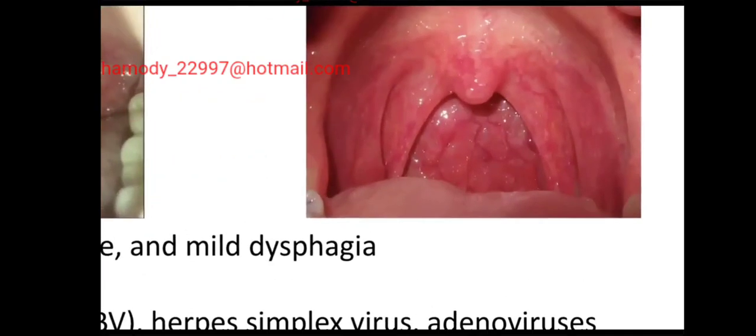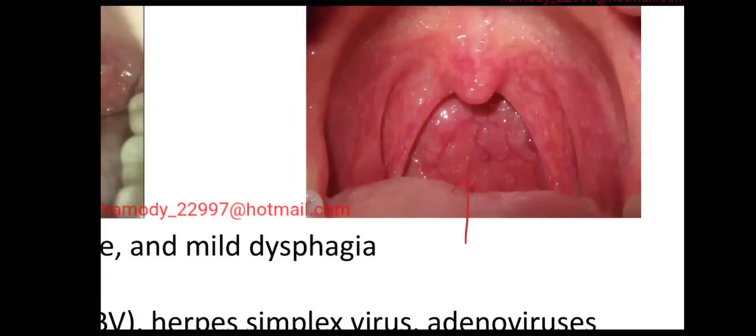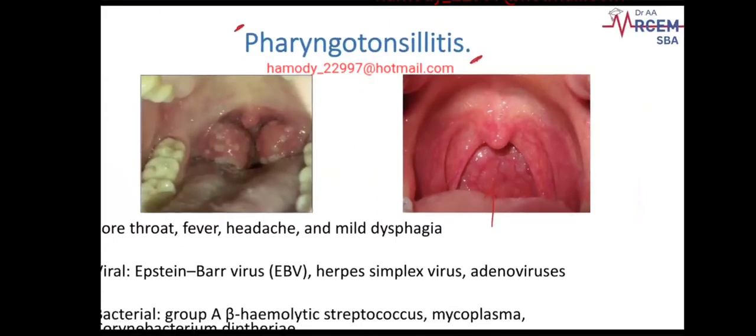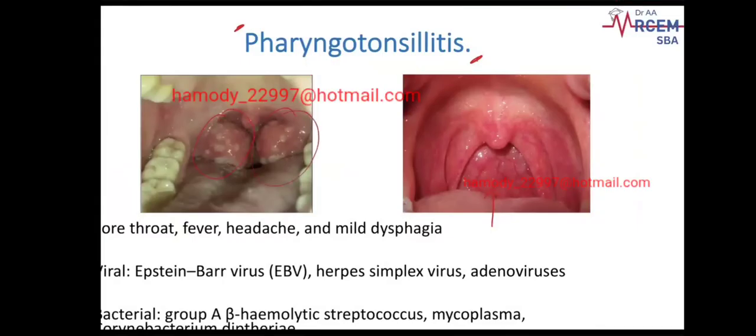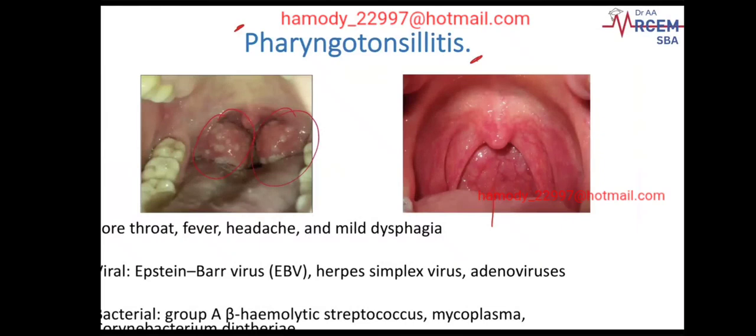Pharyngitis is nothing but inflammation of the posterior wall of the pharynx. It can be because of viral or bacterial infections, and we are seeing it together with the tonsils. Tonsil inflammation can again have an infective cause, for example a bacterial or viral infection.